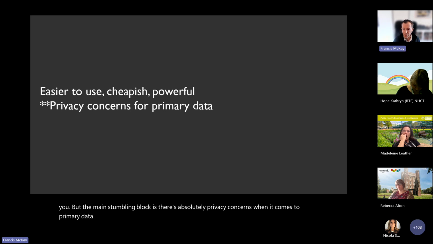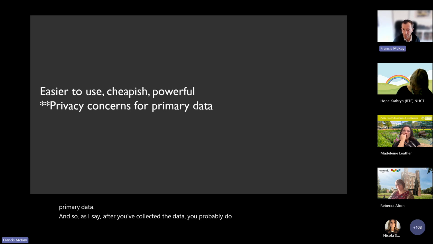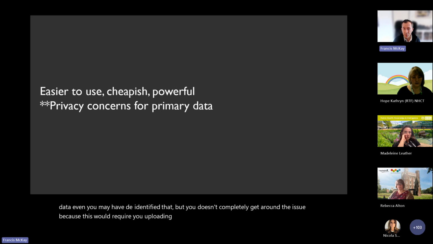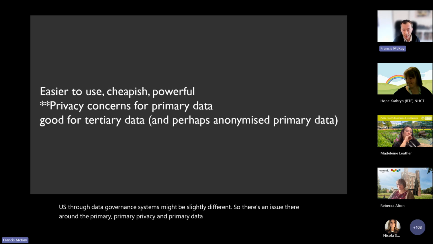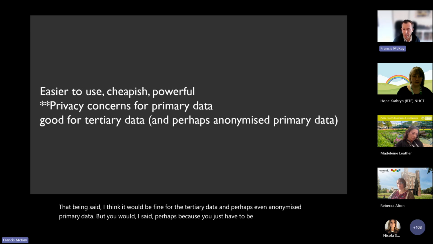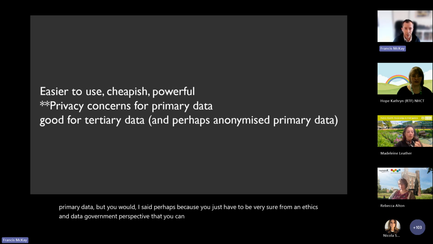As I say, after you've collected the data, you probably do have people's personal data. Even if you may have de-identified it, it doesn't completely get around the issue, because this would require you to upload that data to commercial organizations in the US whose data governance systems might be slightly different. So there's an issue there around privacy and primary data analysis. That being said, I think it would be fine for the tertiary data and perhaps even anonymized primary data. I say perhaps because you just have to be very sure from an ethics and data governance perspective that you can consider your data anonymous.